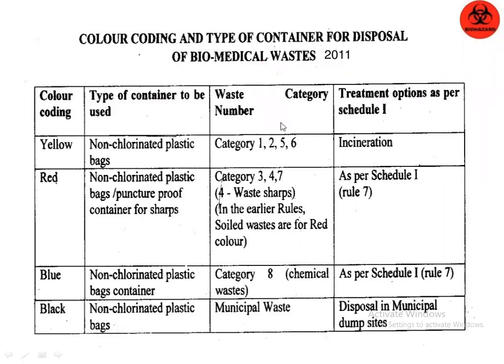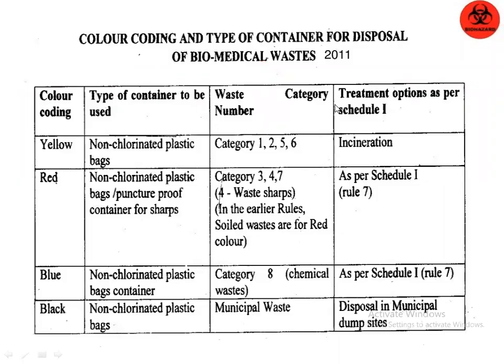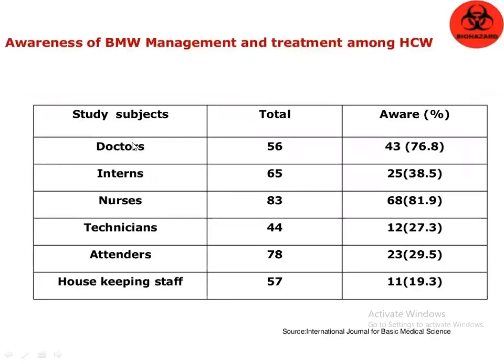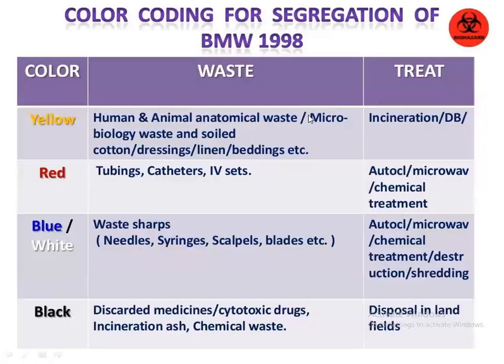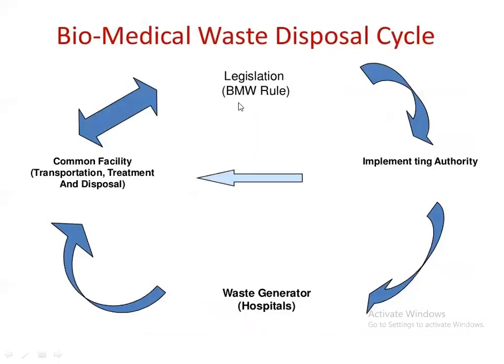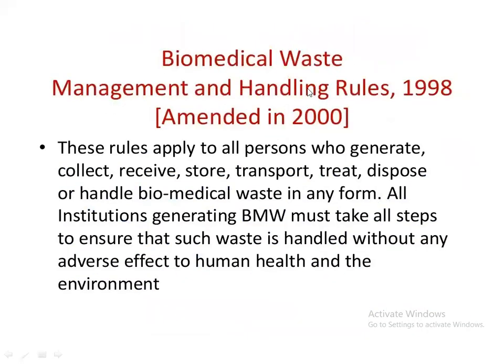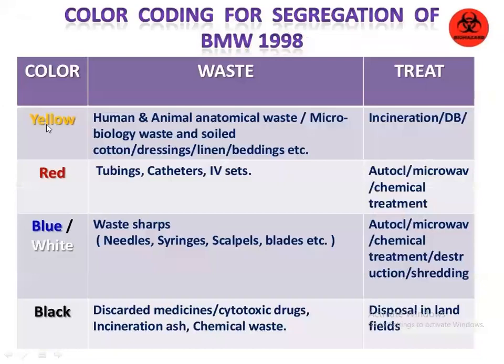So these are color coding as per the type of waste. So color coding. So according to these rules which are specified by Biomedical Waste Management and Handling Rules 1998. According to this rule, this classification is given according to color coding. Categories are given, color coding is given.